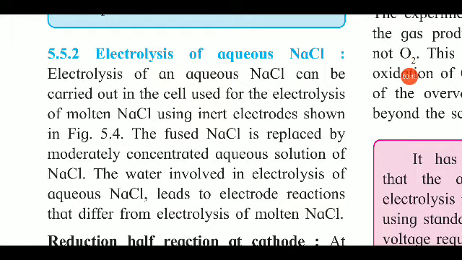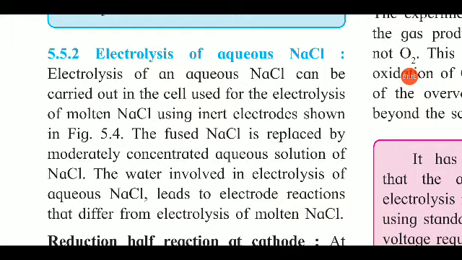Electrolysis of an aqueous NaCl can be carried out in the cell used for the electrolysis of molten NaCl using inert electrodes, which is shown in figure 5.4, and in our last lecture we have seen that figure. The fused NaCl is replaced by a moderately concentrated aqueous solution of NaCl. Moderately concentrated means the NaCl which is dissolved in water has less concentration than that of the molten NaCl.